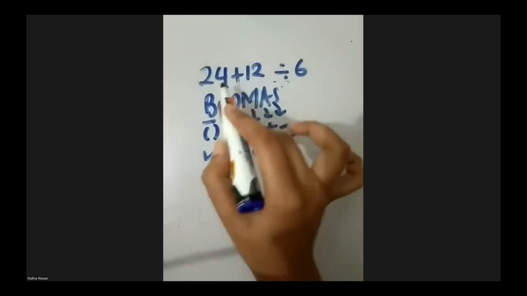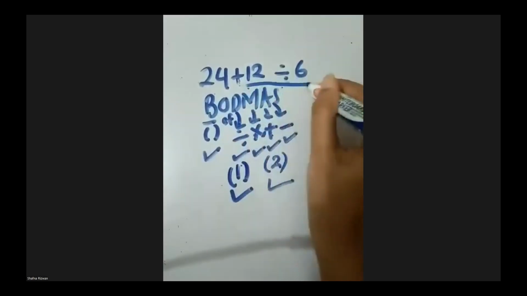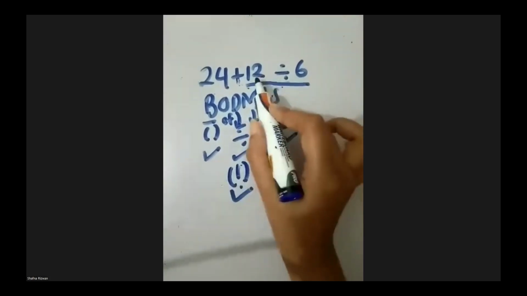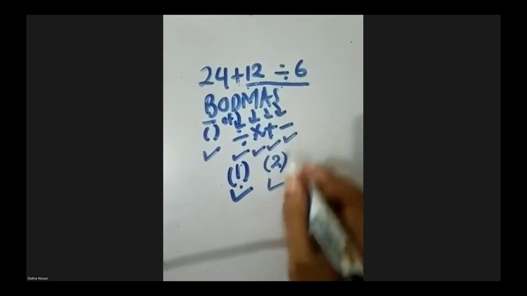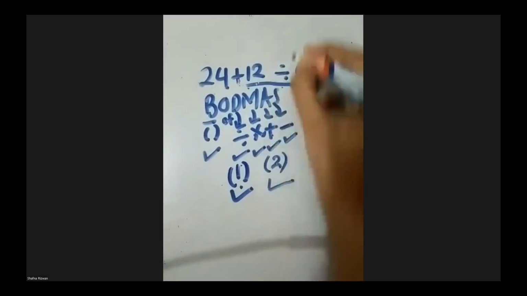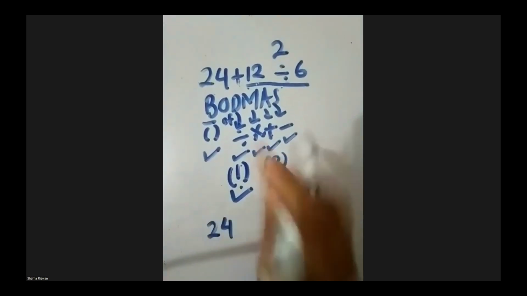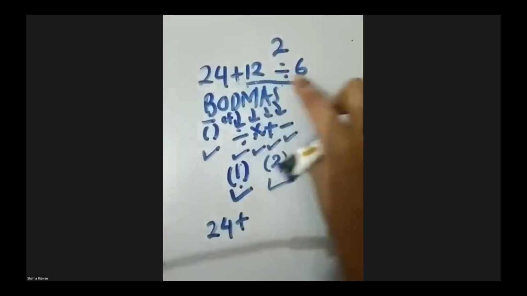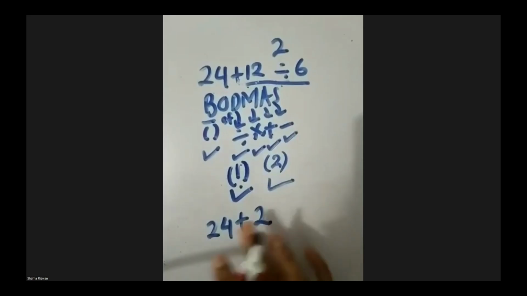So here, will I add 24 plus 12 or will I divide 12 by 6? First I have to do division. So I will divide this 12 by 6. 12 divided by 6 is how much? How many 6s do you have inside 12? That is 2. Then what will you all do? Come and write here 24, keep it as it is, plus keep it as it is. So here what's the answer you got? 2. Come and write 2 here.